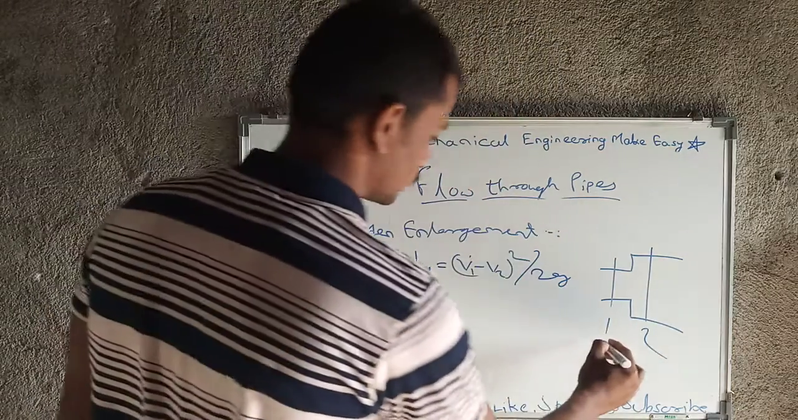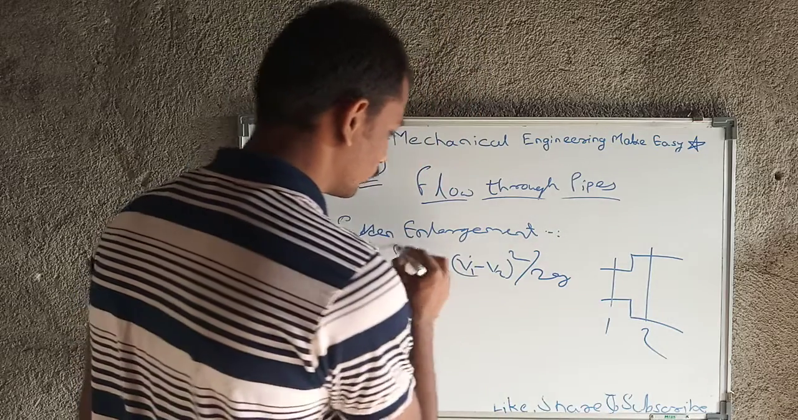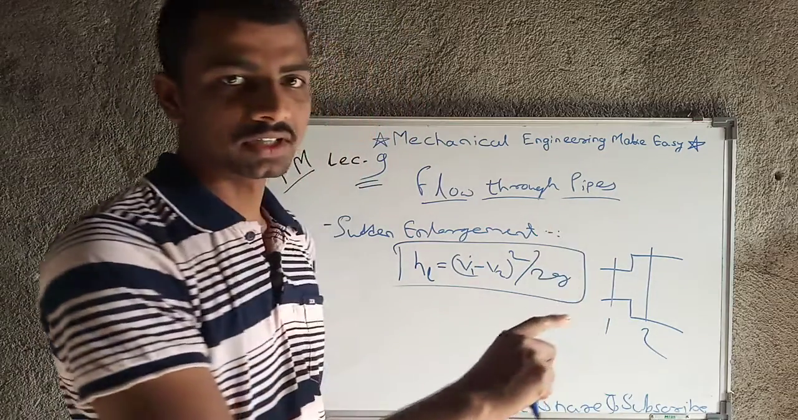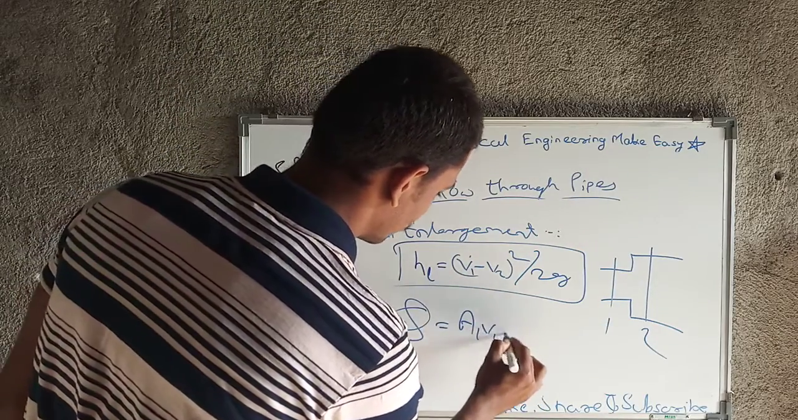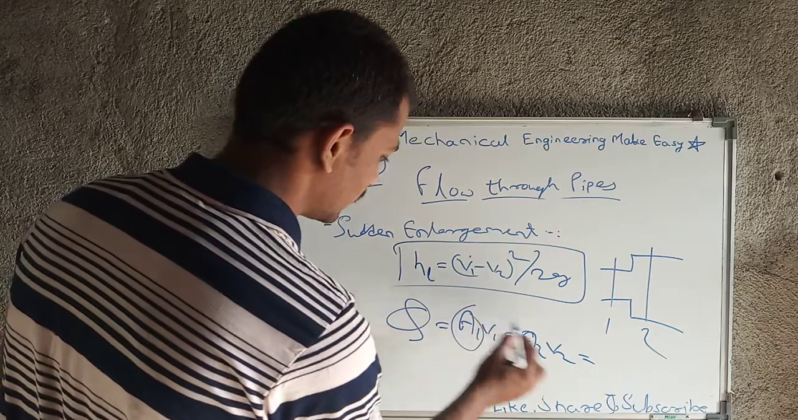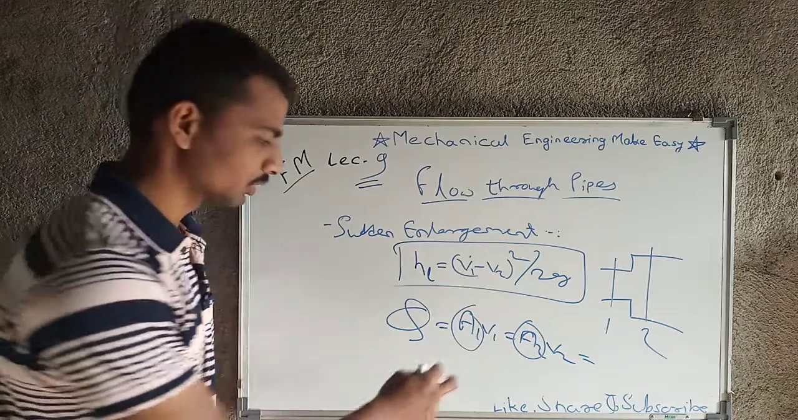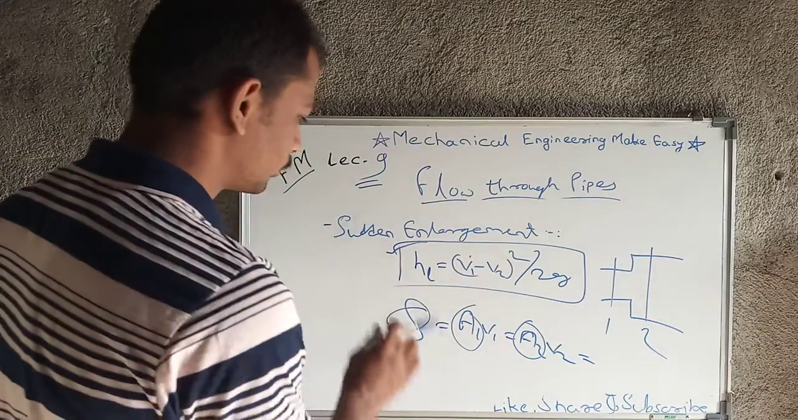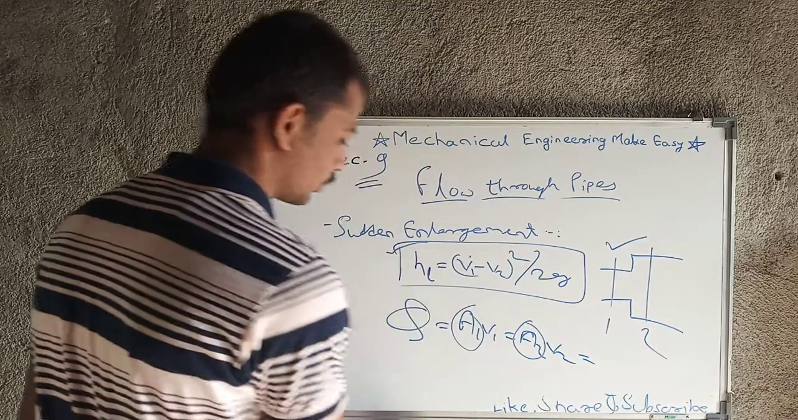So the velocity at 1 minus velocity at 2 whole squared divided by 2g will be the head loss. The velocity decreases because area increases while Q, the discharge, is constant, that is A1 V1 equals A2 V2. This is the continuity equation. So if area changes, then velocity has to change. Area increases, velocity decreases, because they are inversely proportional. Note this formula, and if you have some confusion, you can comment. Otherwise, draw this figure so that you get a clear idea.